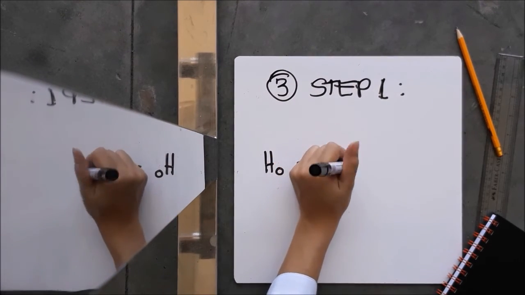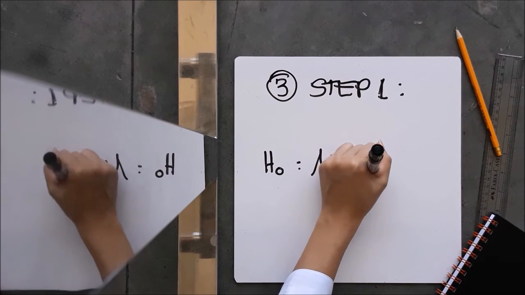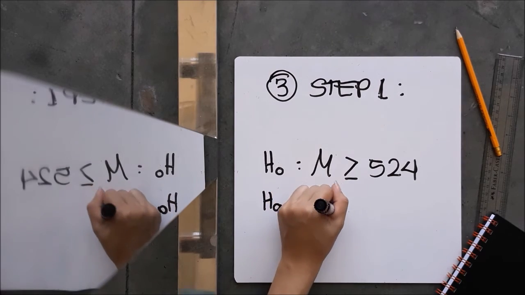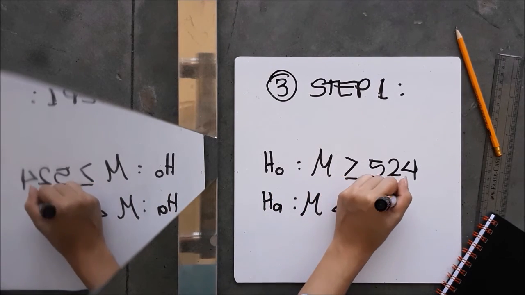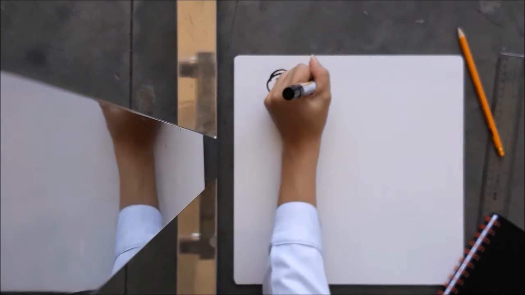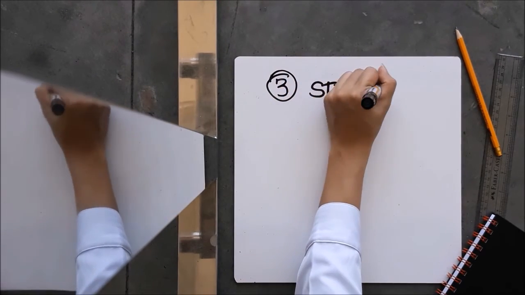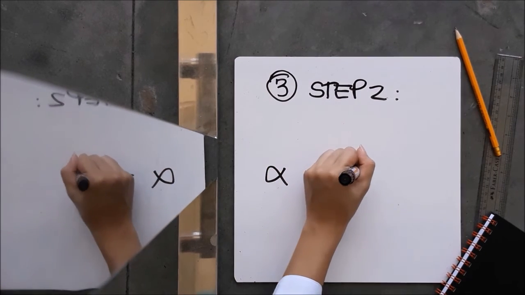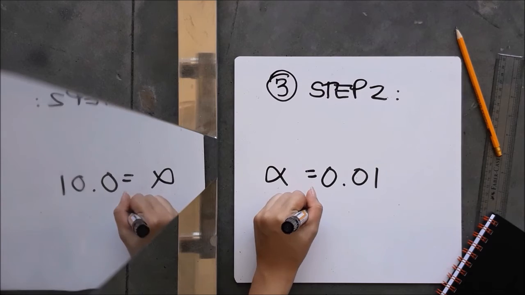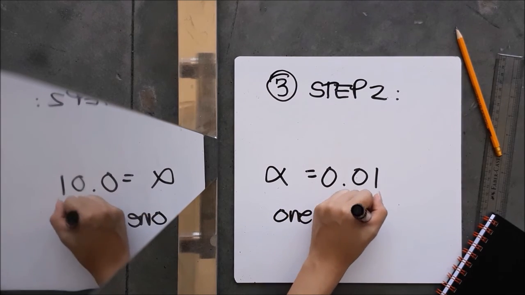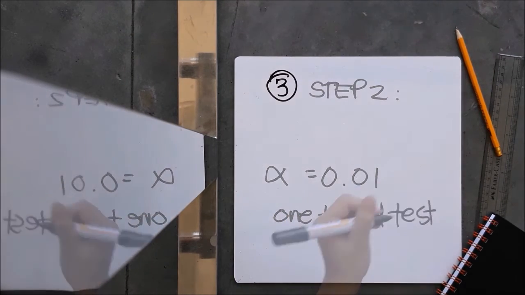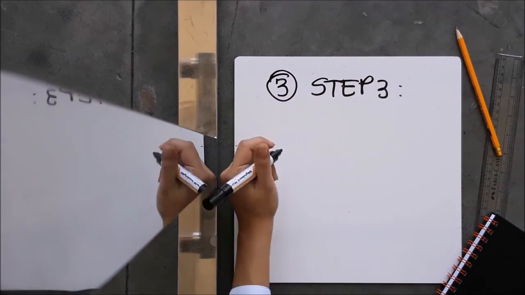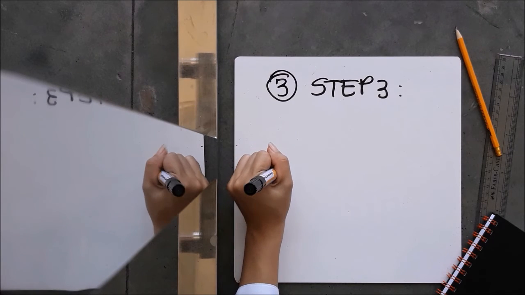Our H0 or null hypothesis is mu greater than or equal to 524. And our HA or alternative hypothesis is mu less than 524. Now step 2. The level of significance or the alpha of the problem is 0.01. It is a one-tailed test because we want to know if tennis players burn more calories, or a greater amount of calories, than badminton players.